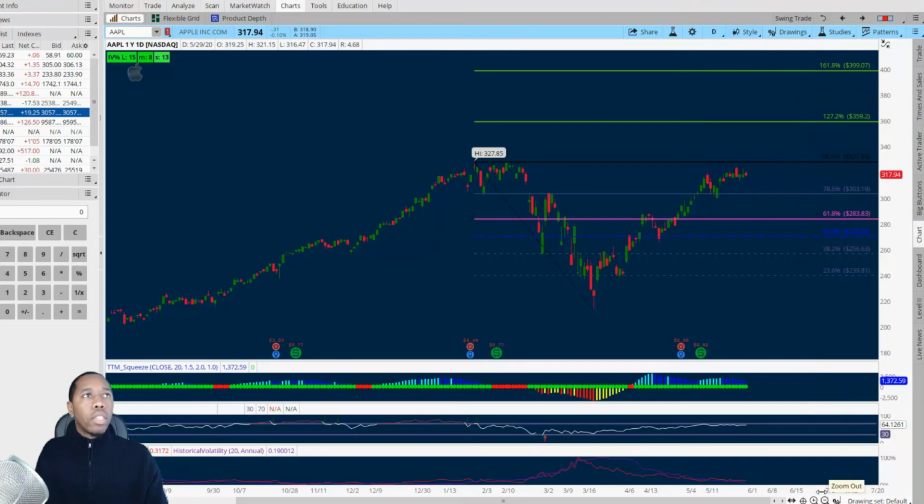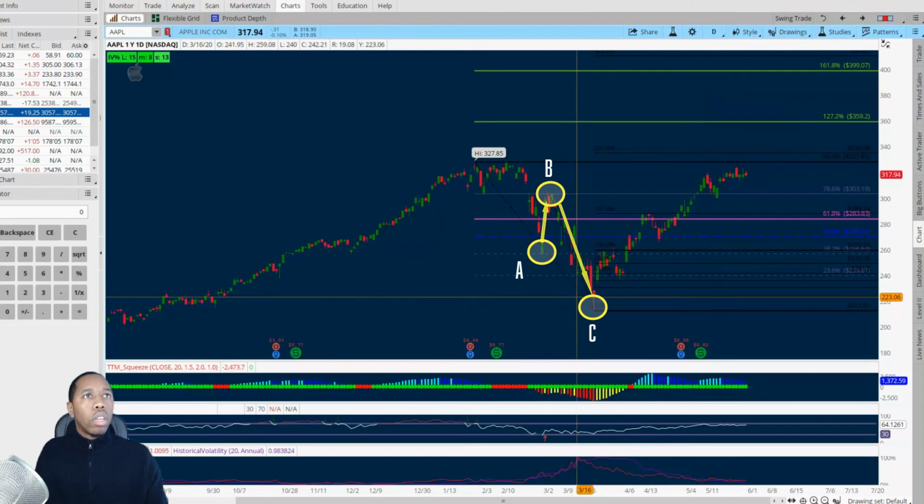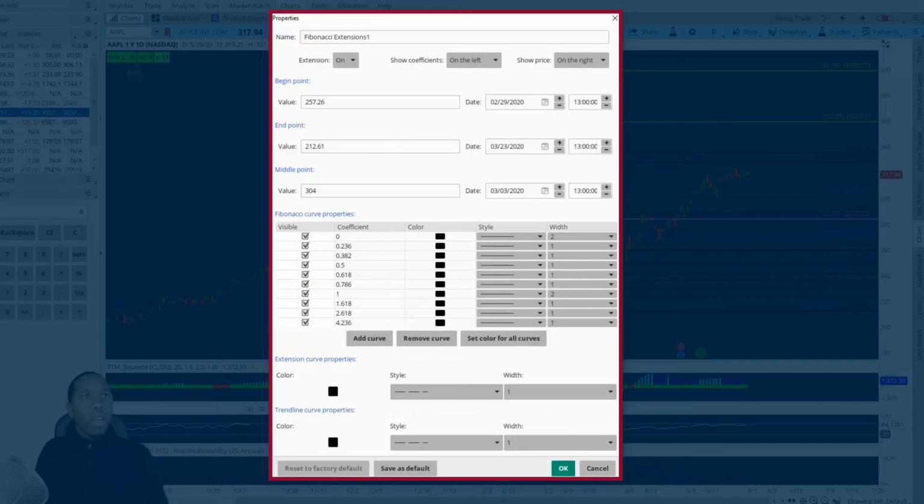And now that we have the extension armed, this is a tool that you'll use 3 points on. So we just want to take 3 points. I'll take this low to this high to this low, and bingo. The chart will appear, the indicator itself will appear. You just want to right click it, edit properties.